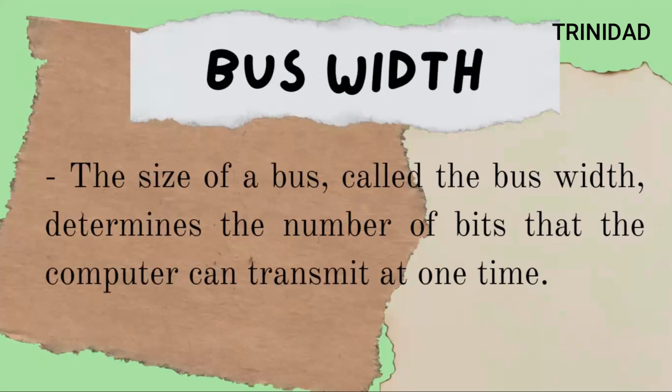Bus width. The size of a bus, called the bus width, determines the number of bits that the computer can transmit at one time. Bus width refers to the number of bits. So, tumutukoy siya sa bilang ng mga bits na pwedeng mag-send dun sa CPU ng sabay-sabay. So, for example, a 32-bit bus can transmit 32 bits or 4 bytes at a time. Yung 64-bit bus can transmit 64 bits or 8 bytes at a time.